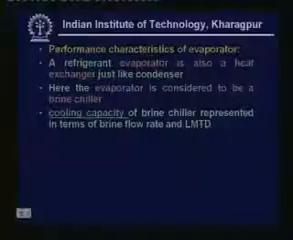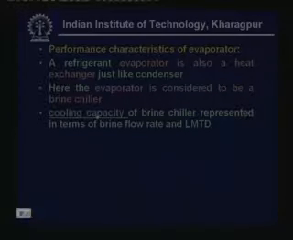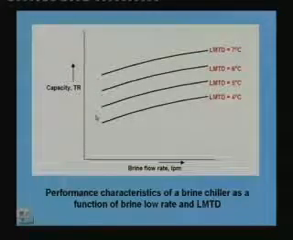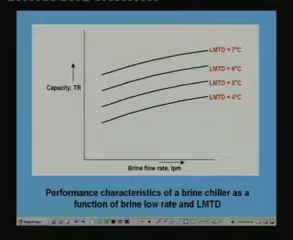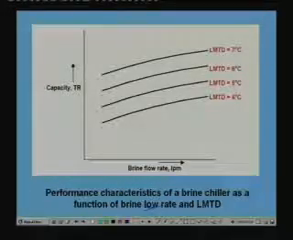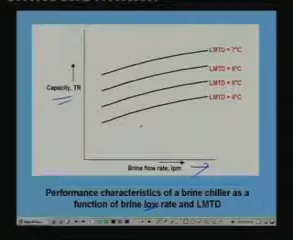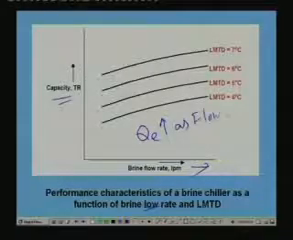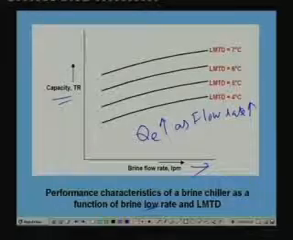The cooling capacity of a brine chiller can be represented in terms of brine flow rate and LMTD. For example, if you take a commercial brine chiller, you can get this kind of capacity curves. These are the performance characteristics of a brine chiller as a function of brine flow rate and LMTD. As the brine flow rate increases, you can see that the capacity increases for a given LMTD. That means capacity QE increases as flow rate increases.